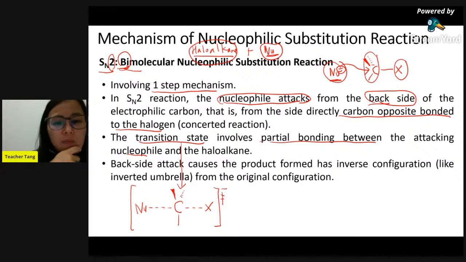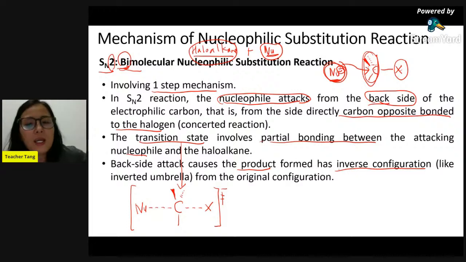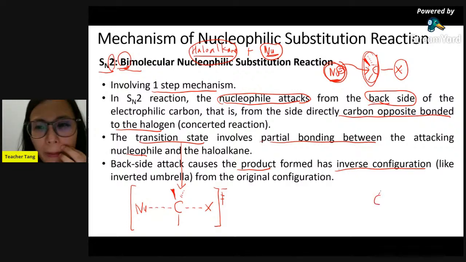halogen. Okay, and then because the nucleophile attacks at the opposite side, opposite to the carbon bonded to the halogen, the product that forms will have inversion of configuration, an inverse configuration. So apa maksud inverse configuration? Bermaksud this tetrahedral at first pointing ke belah kiri. In the product, the tetrahedral will be pointing to belah kanan.